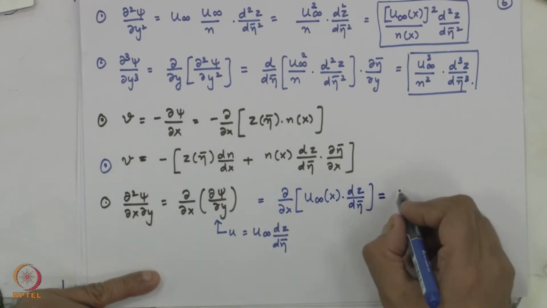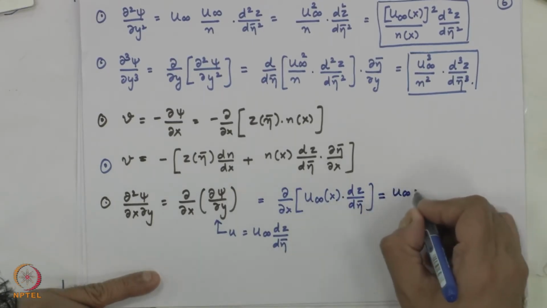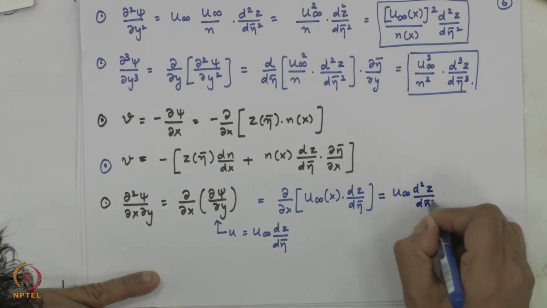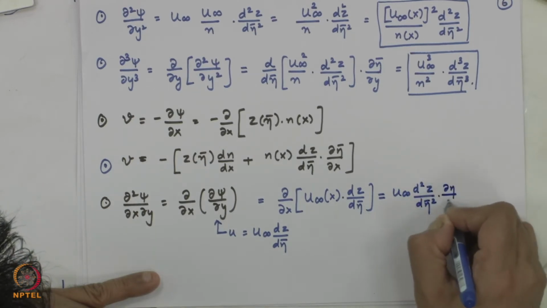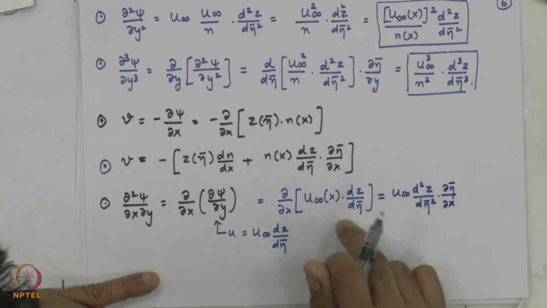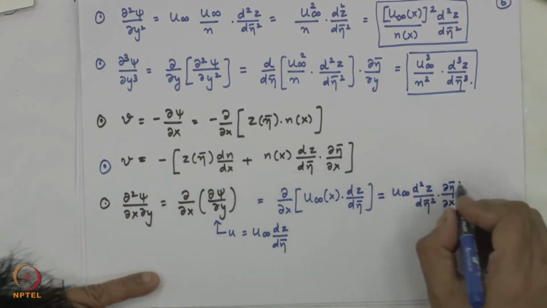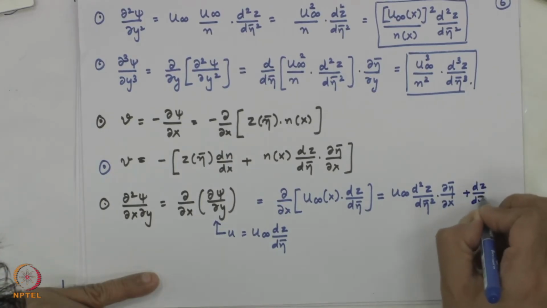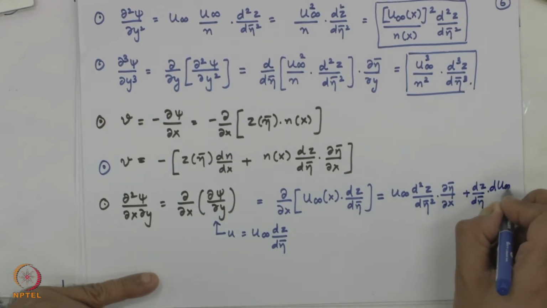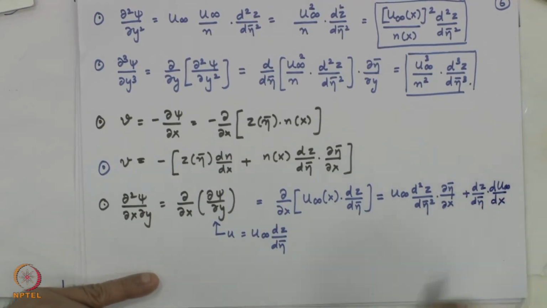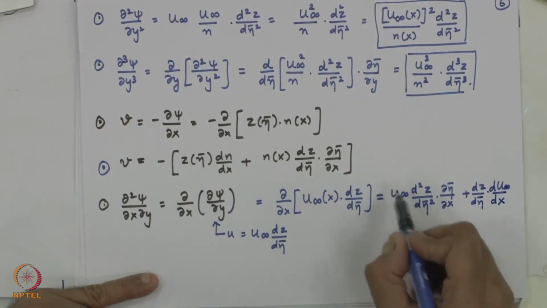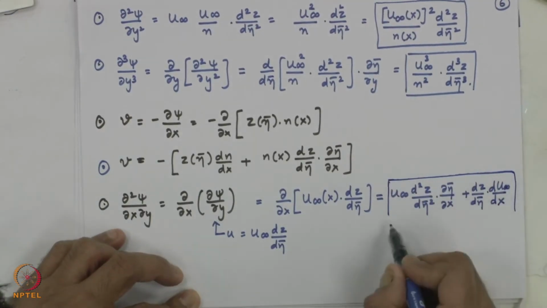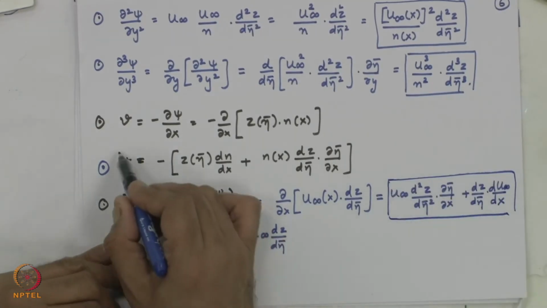This would become u infinity d squared z by d eta bar squared d eta by dx for this term, keeping u infinity as constant, plus dz by d eta bar times the regular derivative du infinity by dx, because u infinity is only a function of x. So, this is the part here, this is my v.